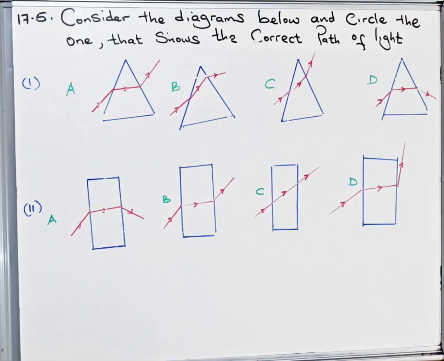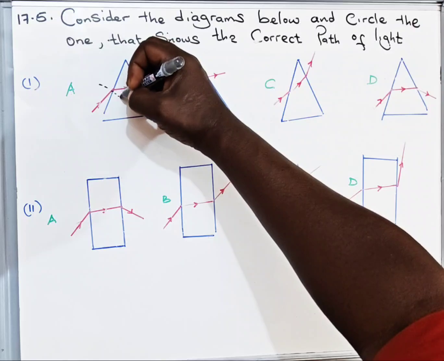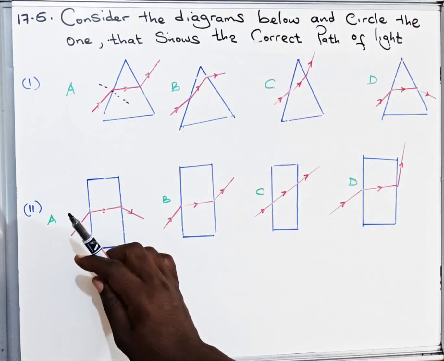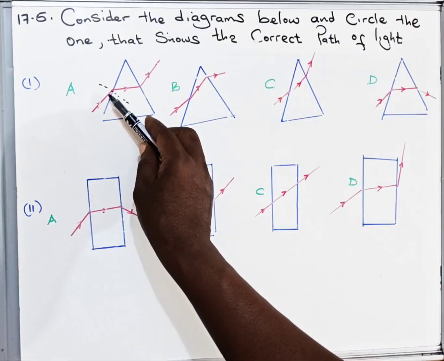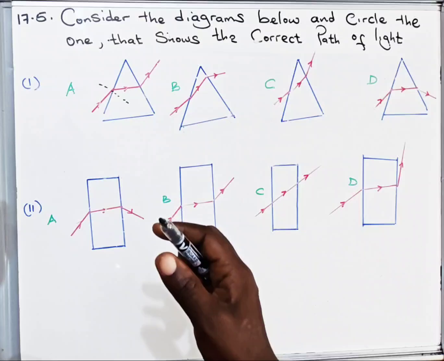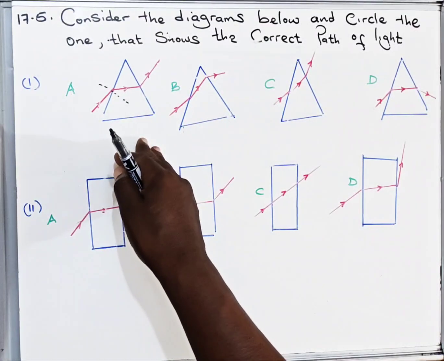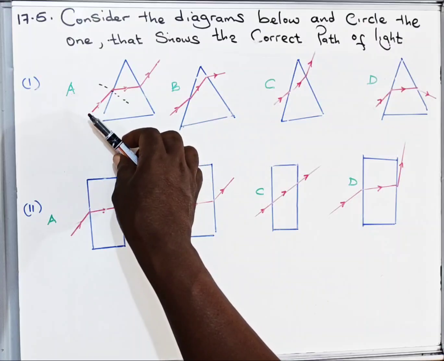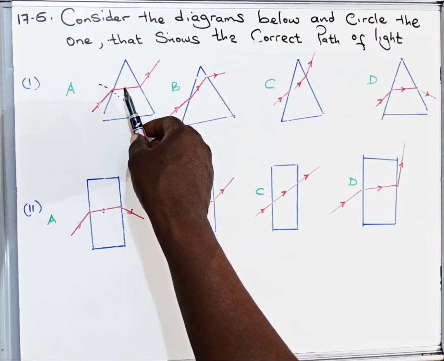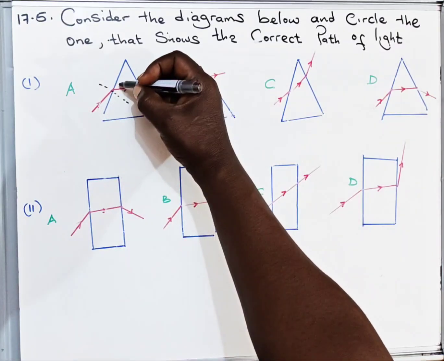I need to tell you that at each boundary there's a line. This line is called the normal. It meets the surface at 90 degrees. When the ray enters a medium which is optically denser, the light ray will take a path bending towards the normal. So this is the normal, and it will bend towards the normal, which means that this part of the path is correct.